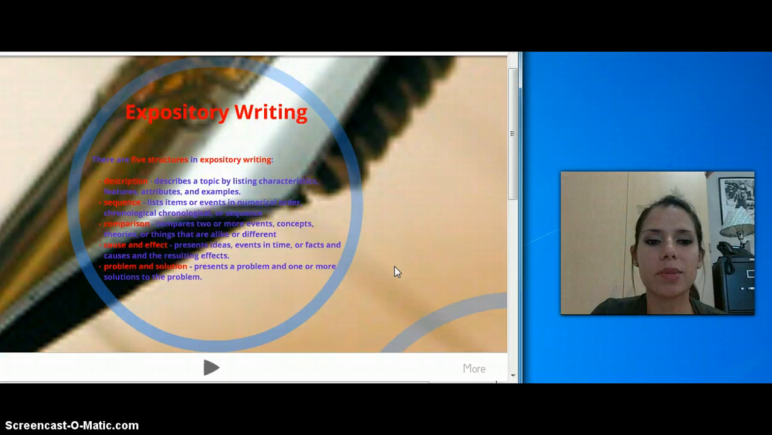Now let's look closely at expository writing. Expository writing can be broken down into 5 structures. We have description, sequence, comparison, cause and effect, and problem and solution.